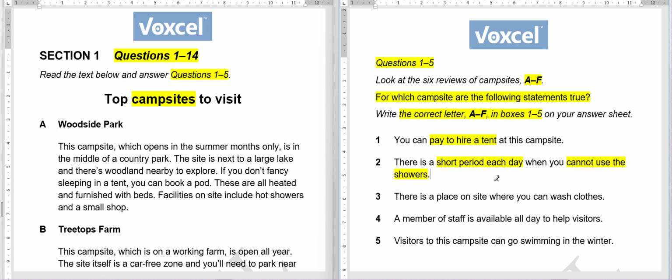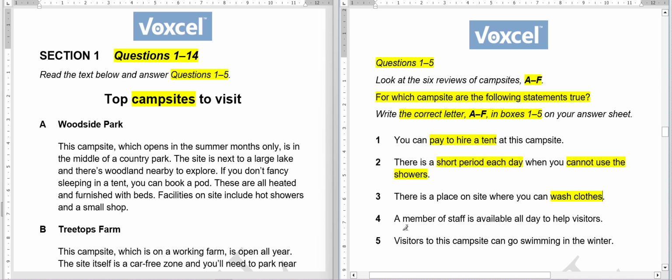Third, there is a place on site where you can wash clothes. So in whichever camp you can wash your clothes, that campsite will be your answer. Can you tell me the word which is used for washing clothes? Yes, laundry. Instead of washing clothes, it may be given a word like laundry.